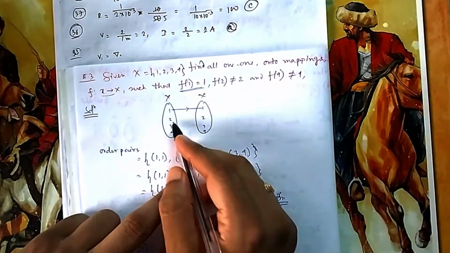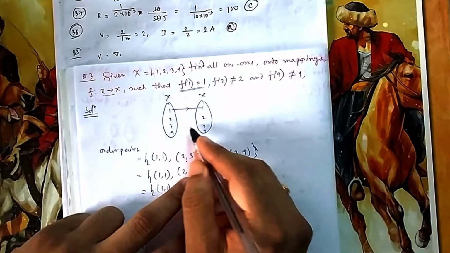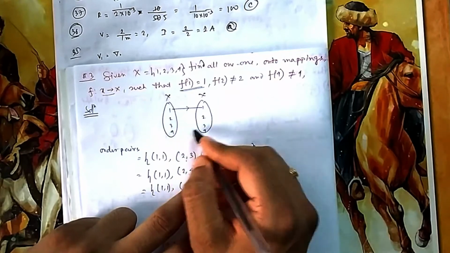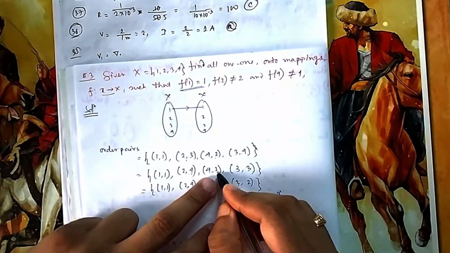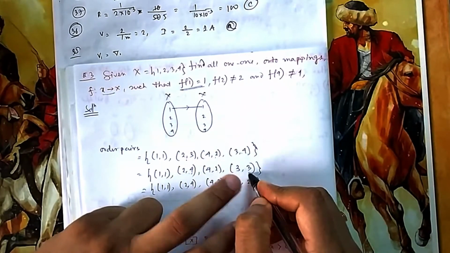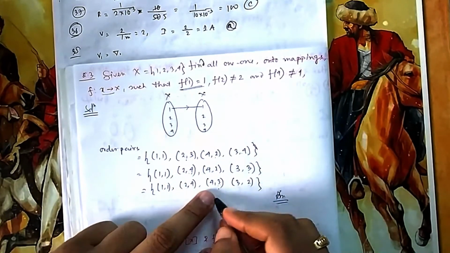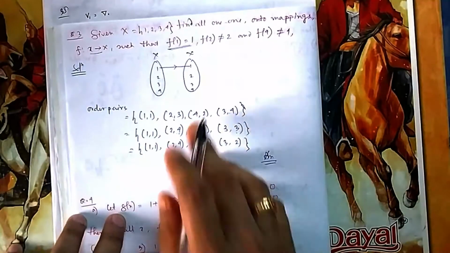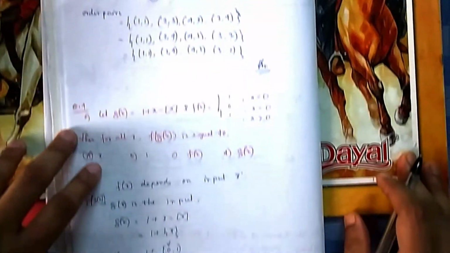So again 1 to 1. 2 can go with 4 also. Now if 2 goes with 4, then 4 has 2 options. 4 can go with 2, 4 can go with 3. So then obviously 3 will have one option. If 4 goes with 2, then 3 to 3. Similarly if you go 4 to 3, then 3 will have only one option, with 2. So think and write. There is nothing so big.